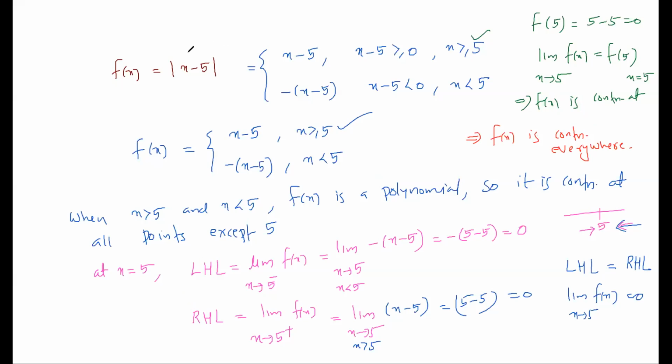Otherwise also, the modulus of x graph is always V-shaped. It may be V-shaped, or depending on the coefficient it may be an inverted V, but the graph is always V-shaped. However it comes, there won't be any break. So it will be continuous. So graphically also you can say that it is continuous. But algebraically, this is a way to prove it.